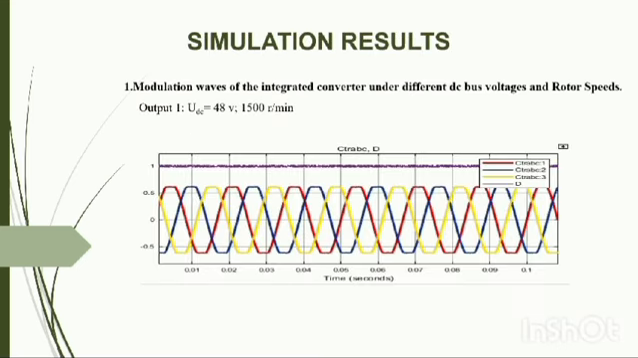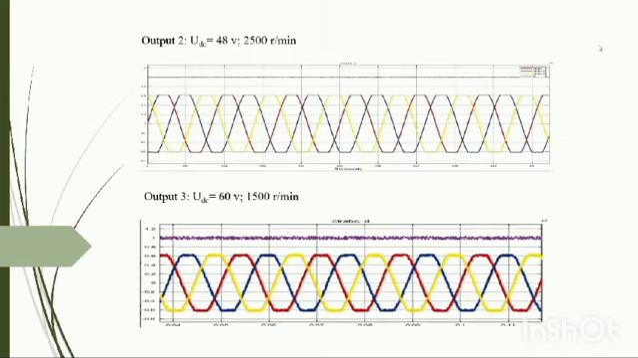Simulation results. Modulation waveforms of the integrated power converter. Output 1: at bus voltage 48 volts and rotor speed 1500 rpm, the boost duty ratio remains around 0.75. Although the magnitudes of three-phase modulation differences increase with the rising of rotor speed, they still remain lower than the boost duty ratio, which can ensure stable modulation process. Output 2 is similar to output 1 with a different rotor speed, which is 2500 rpm.